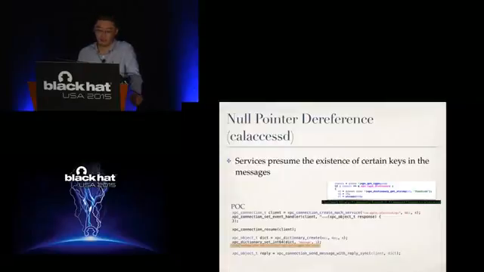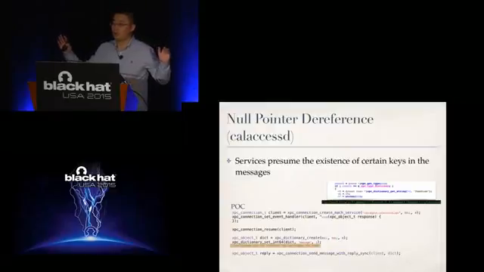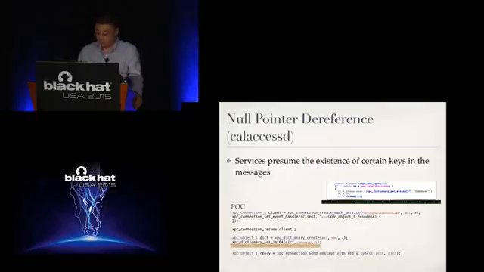The root cause is that the server side just presumes the existence of certain keys in the message. So it tries to retrieve the object, but doesn't check whether the pointer is 0 or not, and continues to use that pointer. Definitely that will trigger a crash. On this page, you will see a piece of decompiled code, and this is the path of the executable. Below, you can see the POC code to trigger the crash.